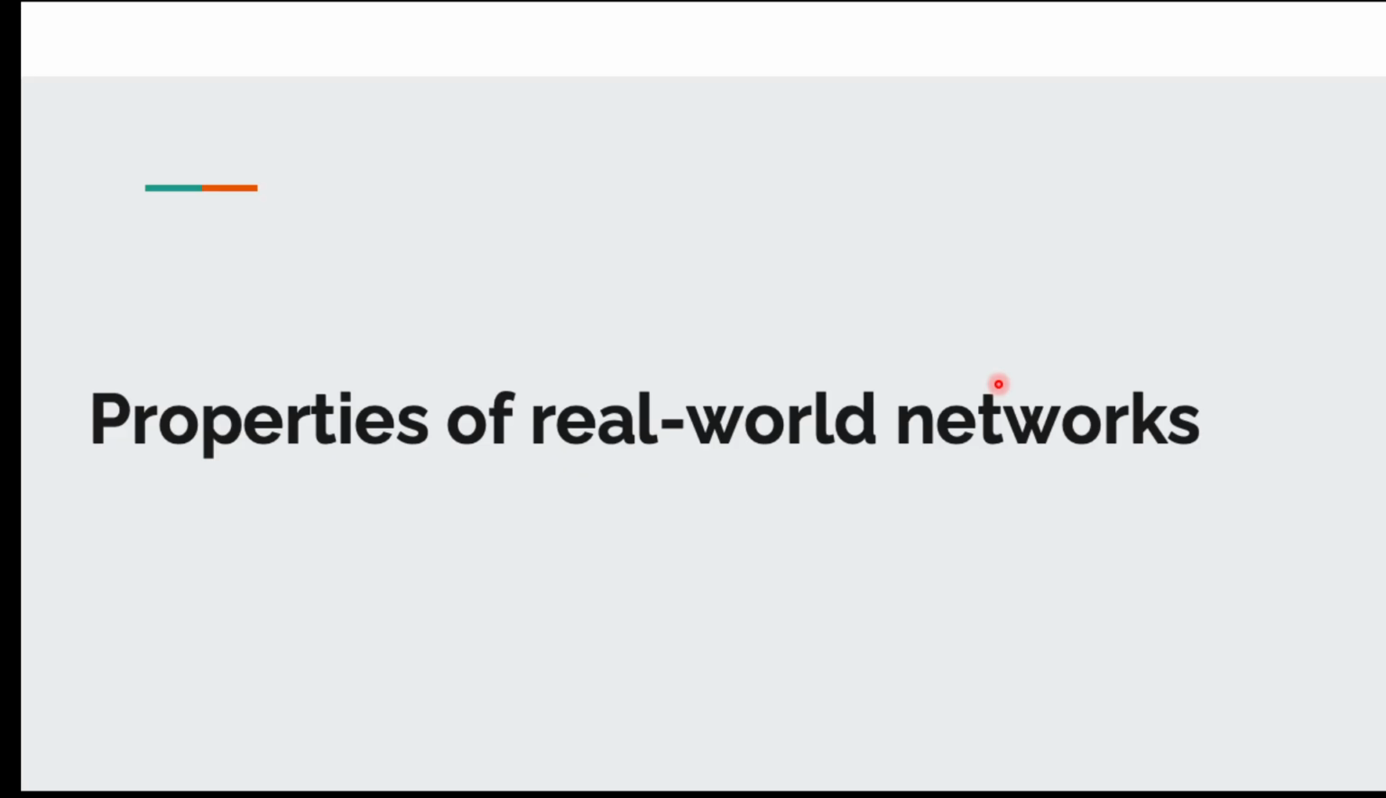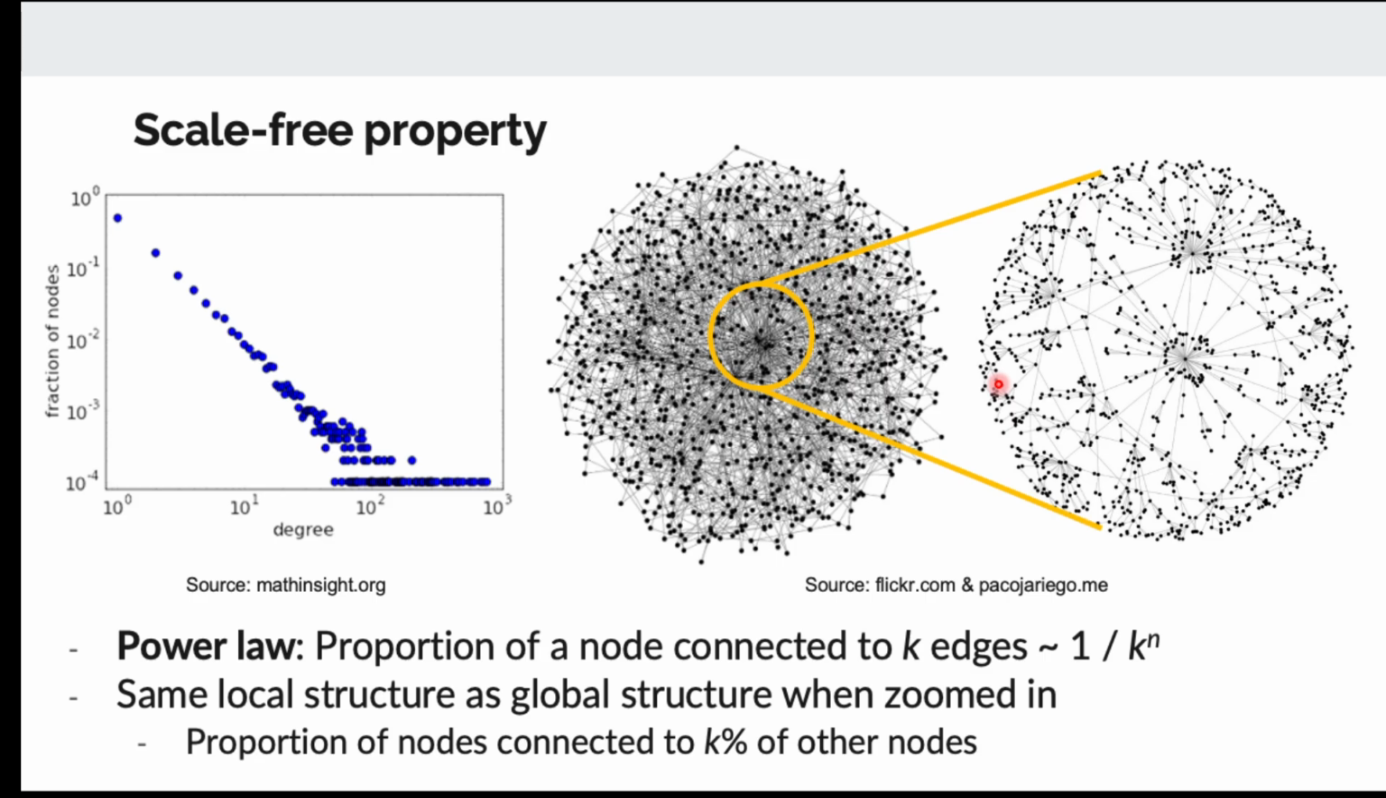Do they have any specific property? And people found that there are several properties that occur in both human-made, man-made kind of networks and also biological networks. And the first property is what people call scale-free.